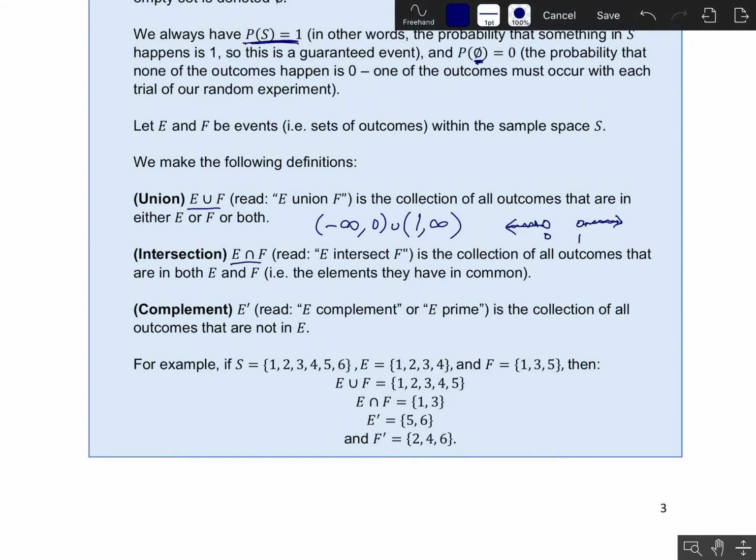There's also the intersection. The intersection is just listing all of the elements that E and F have in common. And we can do this for intervals as well. So if I maybe take the interval from -infinity to 1 and I intersect it with the interval from 0 to 2, then what I'm looking for is the set of elements that these 2 intervals have in common. And if you need to do an interval intersection like this, you can always just sketch the two intervals. This is the first interval, and this is the second interval.